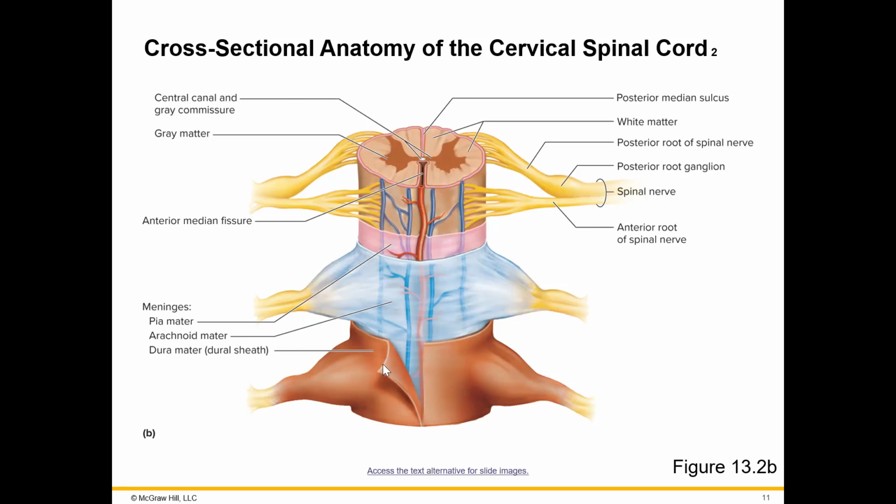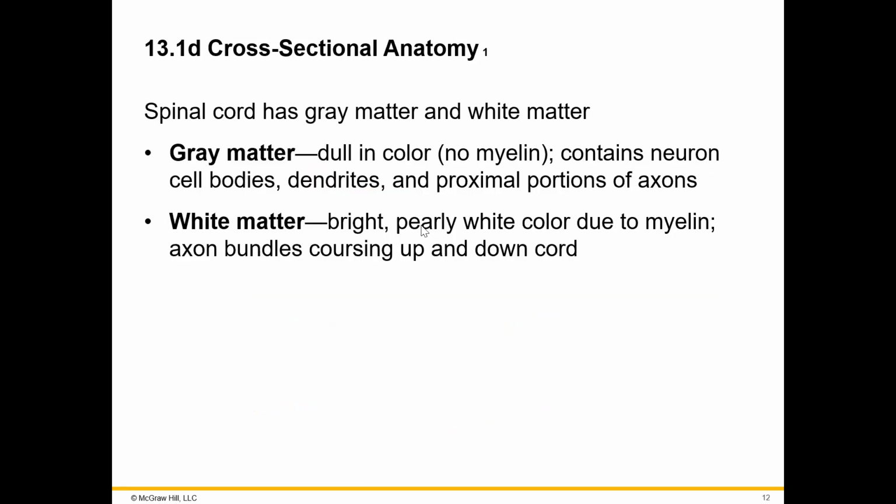The outer layer is the dura mater, and this is the arachnoid mater, and all the way inside here in pink, that is your pia mater. Okay, the spinal cord has gray matter and white matter, and the white matter is caused by the myelin sheath. And we said that this myelin sheath is like the carpet that is being rolled around the axons, this fibrous tissue.